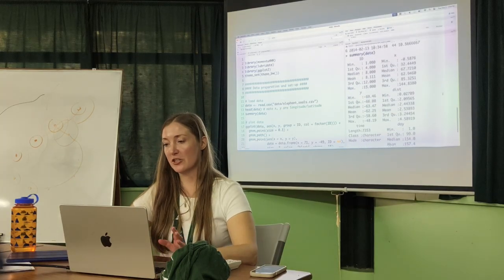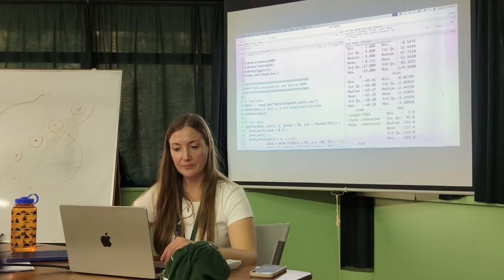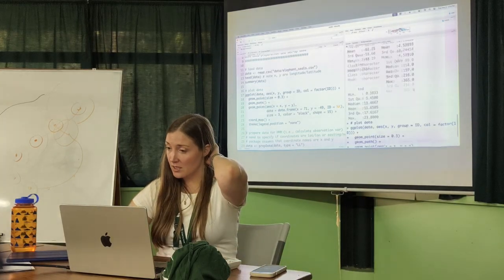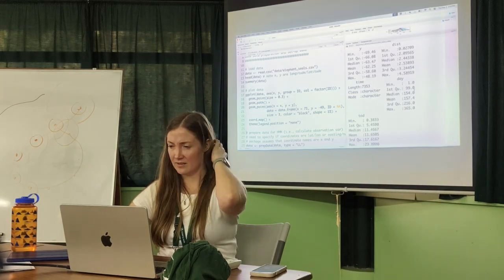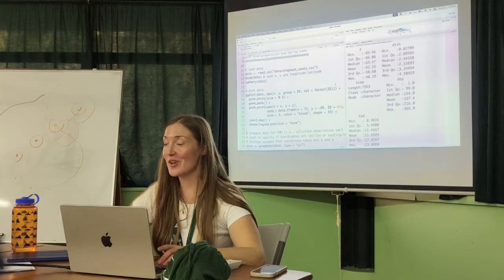And I was pulling up a summary just to show that there are no missing observations, no NAs or anything like that in our data. The distance units are kilometers. Yes, I believe so. I believe it's kilometers. Yeah, it's definitely not meters.